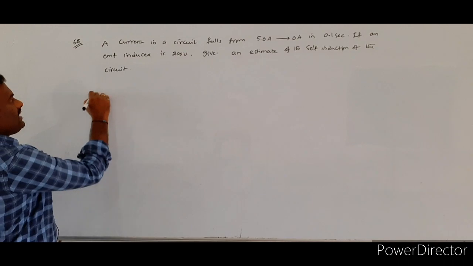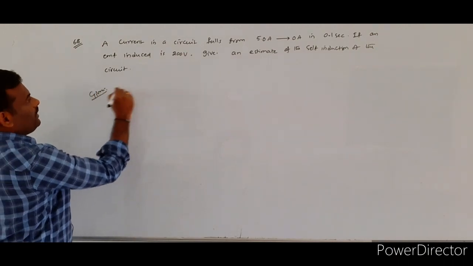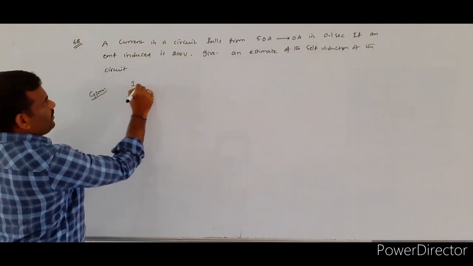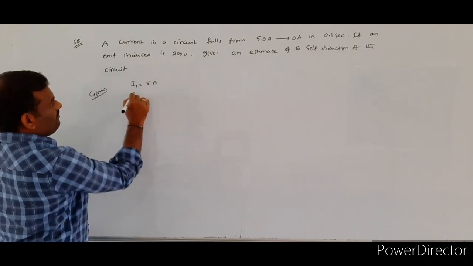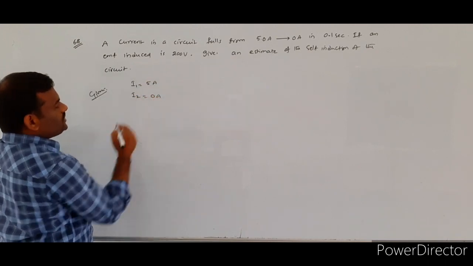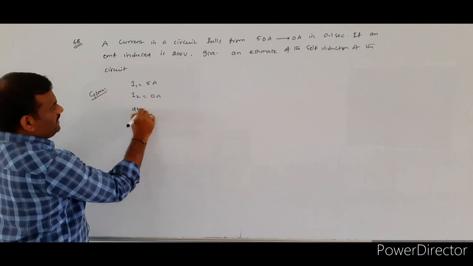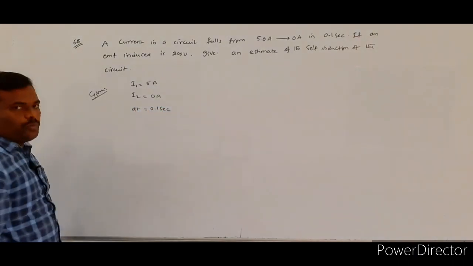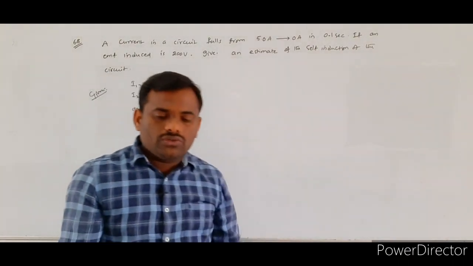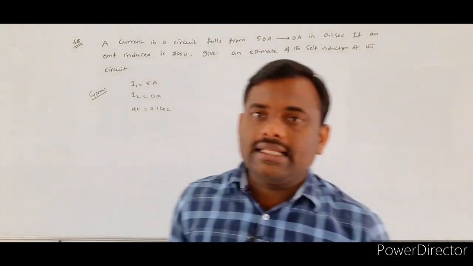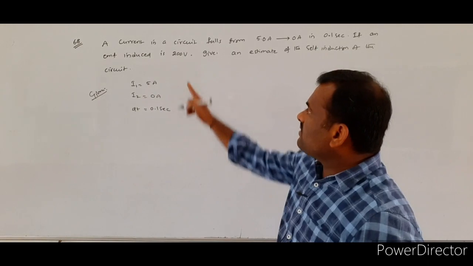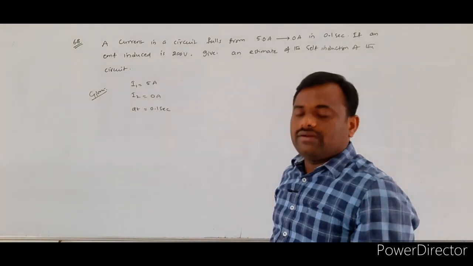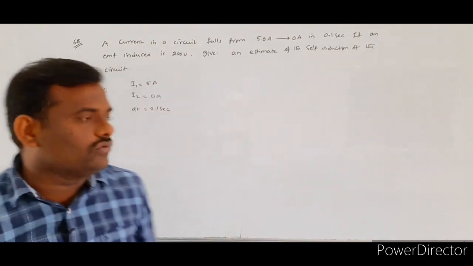So first we will write the given data. Initial current value is equal to 5 ampere. Final current value is equal to 0 ampere in a time of dt equal to 0.1 second. Due to the change in electrical current in the given coil, an EMF was induced in the coil, and that value is equal to 200 volt.